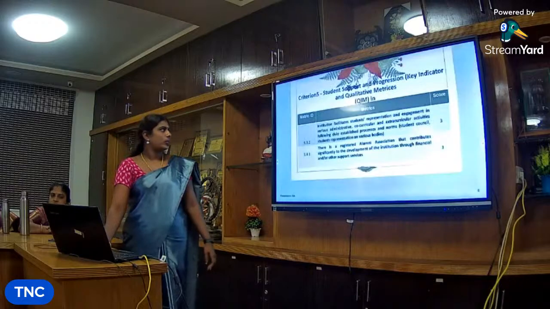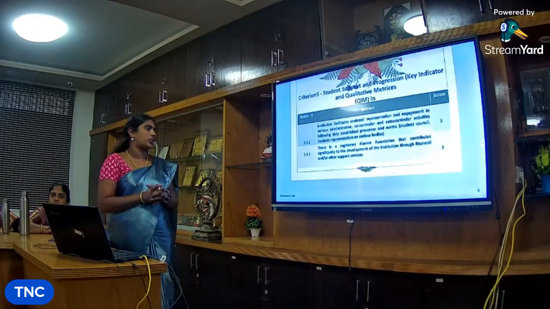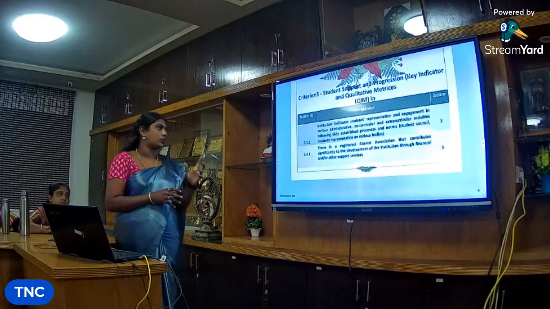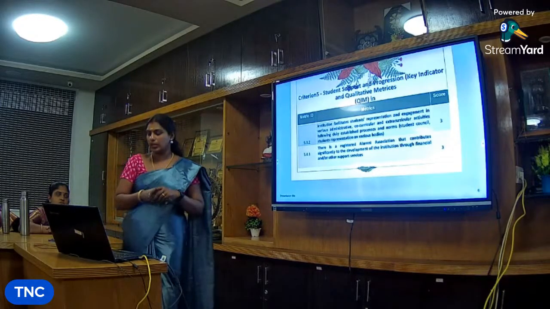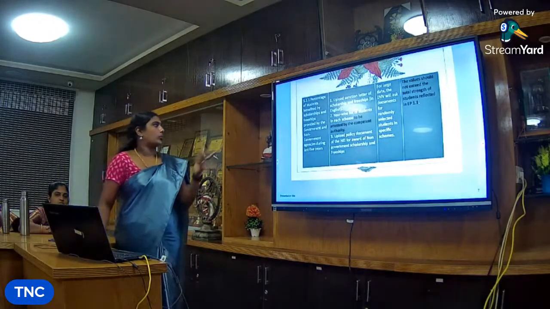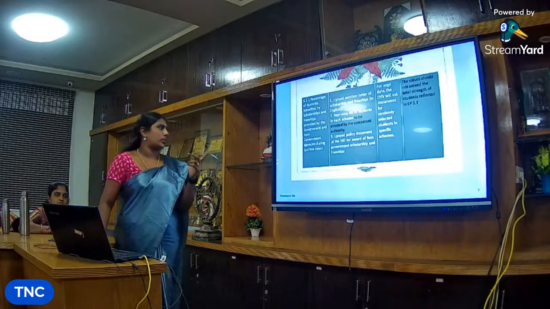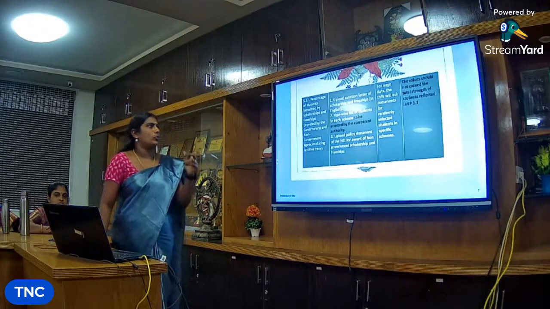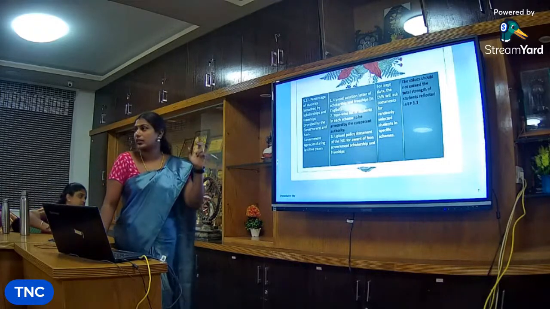The qualitative metric 5.4.1: there is a registered alumni association that contributes significantly to the development of the institution through financial and other support services. In the SOP, they mention that the year-wise list of students in each scheme is to be attested by the competent authority. The value should not exceed the total strength of students reflected.